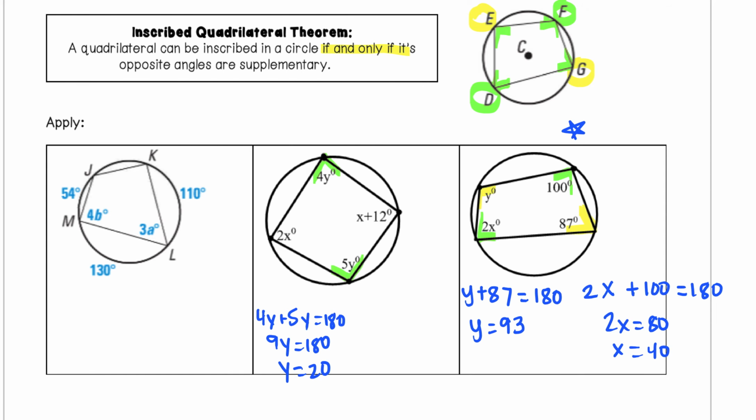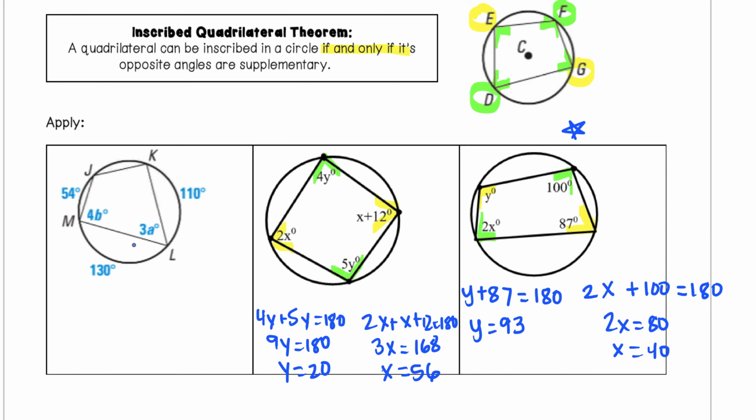And in our second set of opposite angles, 2X and X plus 12 must be supplementary. So 2X plus X plus 12 should equal 180. 3X will equal 168 when we subtract 12 from each side. Divide by 3, and X will equal 56.